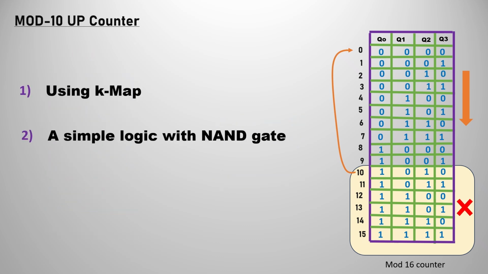These are the two methods that I am speaking about. The first one is using a K-map. The second one is a simple logic with an AND gate. The second one is very simple and often not used. The first one we should know, it is very important. That is with the help of the K-map.